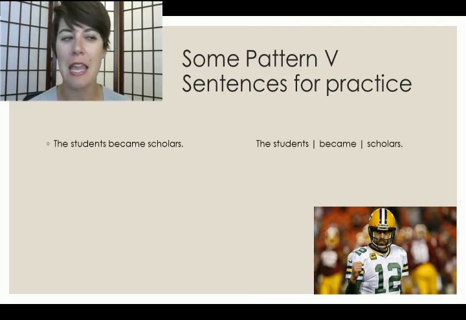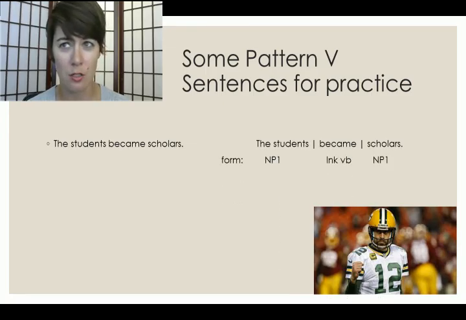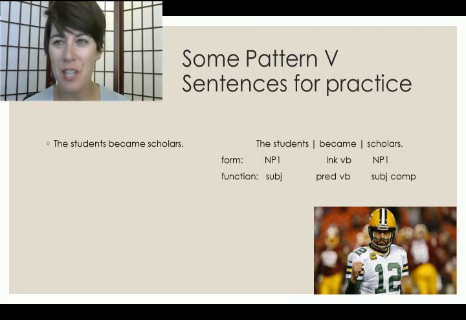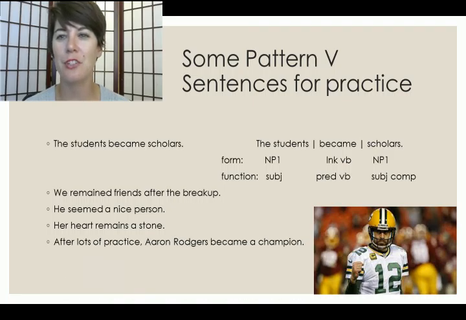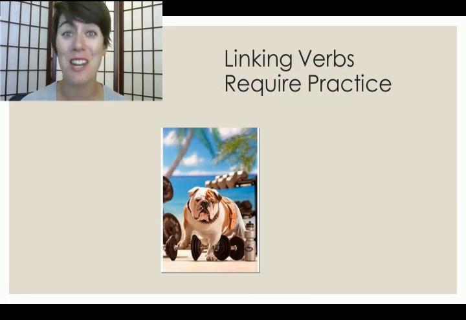The students became scholars. Well, in form, we have noun phrase 1, the students, our linking verb of became, and scholars. Notice it has the same referent as students. The students and the scholars are the same thing, so that's also noun phrase 1. In function, students is our subject, became is our predicating verb, and scholars is the subject complement. You can do form and function as well as diagrams for the following sentences, including, after lots of practice, Aaron Rodgers became a champion. You too can become a champion with practice.